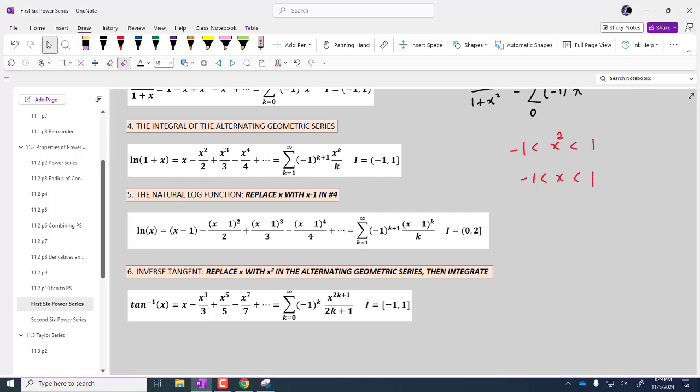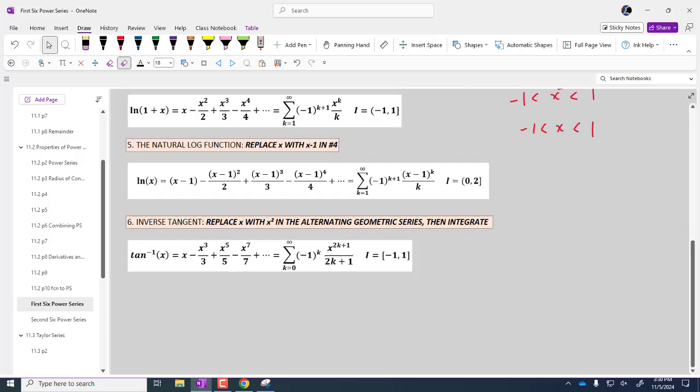And if you think about the natural log function, if you center your power series at 1, it's 1 unit over to that nearest asymptote. Natural log has an asymptote at 0. So if you center your power series at 1, the interval of convergence is going to be from 0 to 2. 1 unit in radius.